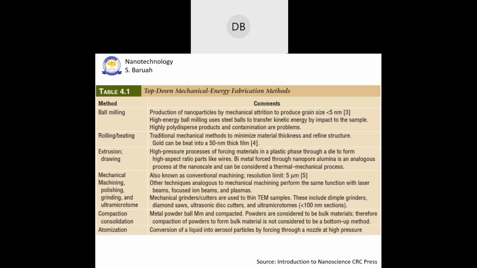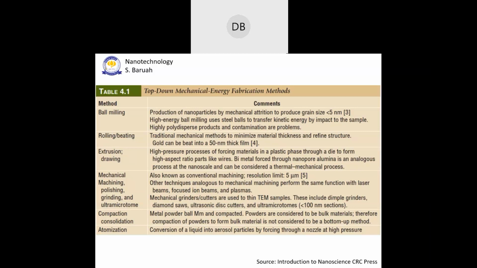So I have put down in a tabular form some of the typical processes or techniques that can be adopted to make nanoparticles. Now these are very small descriptions, because if you have to go into a detailed description of each of the techniques, then it will be a humongous job.